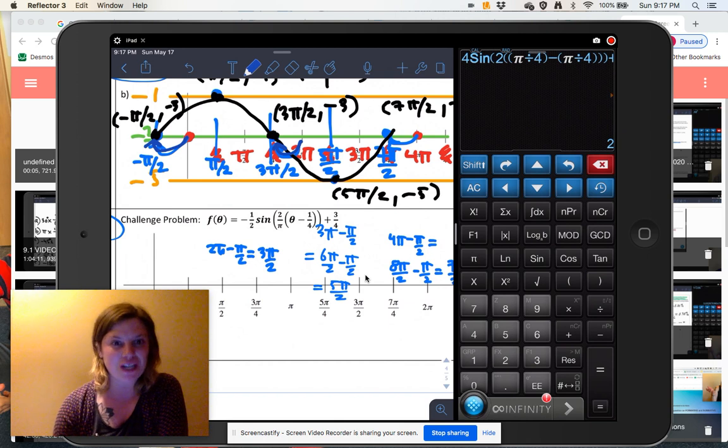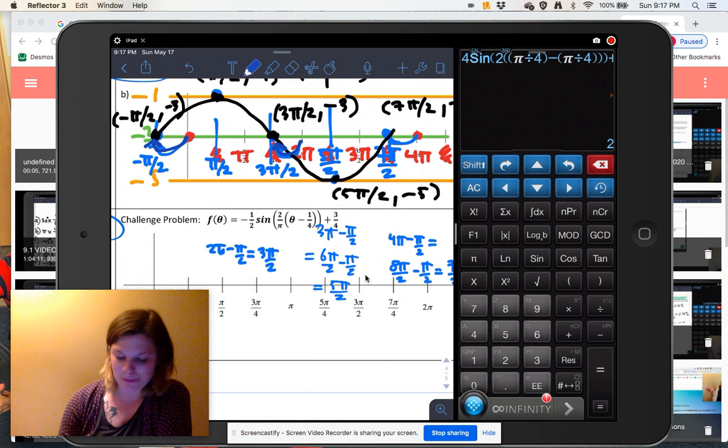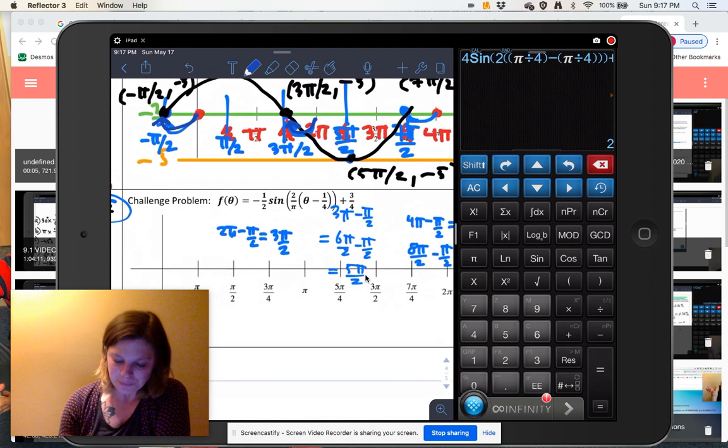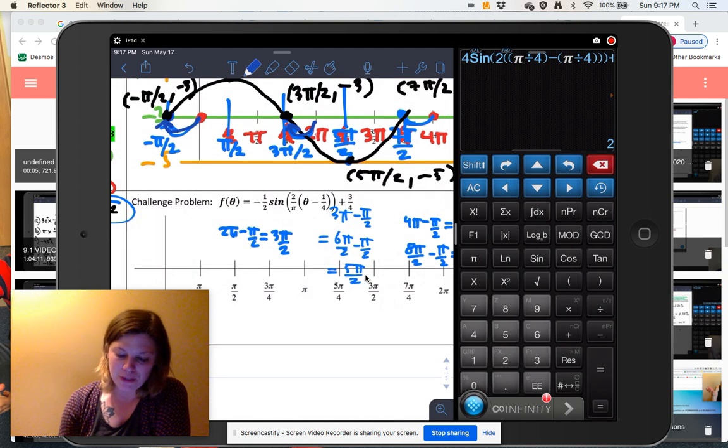And that was really challenging. I had to break out some fractions, adding and subtracting fractions. So, for example, I knew that my point used to be at 2 pi right here, but then I had to shift it over pi over 2. And so I did 2 pi minus pi over 2 to get 3 pi over 2. That's why there's this value here.